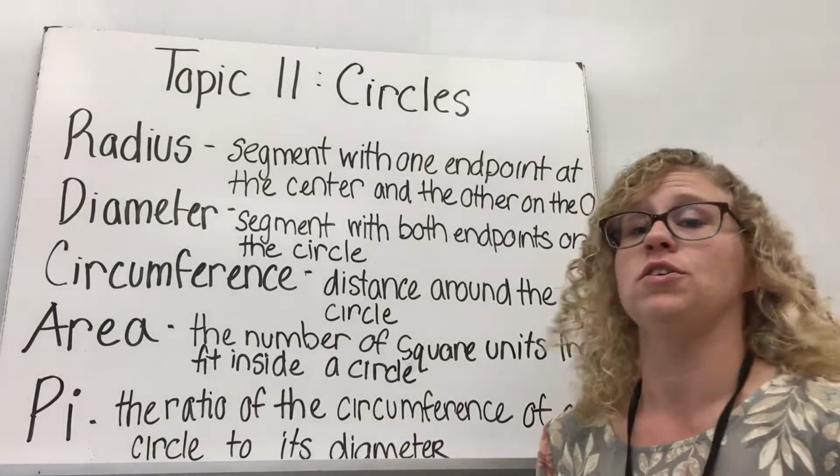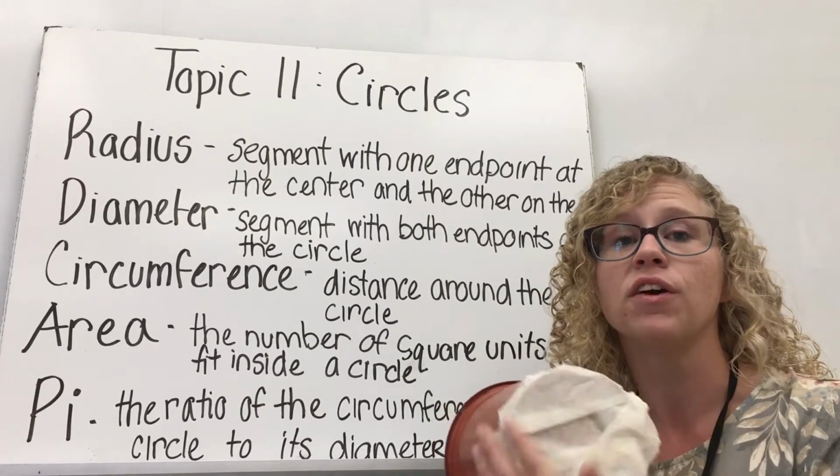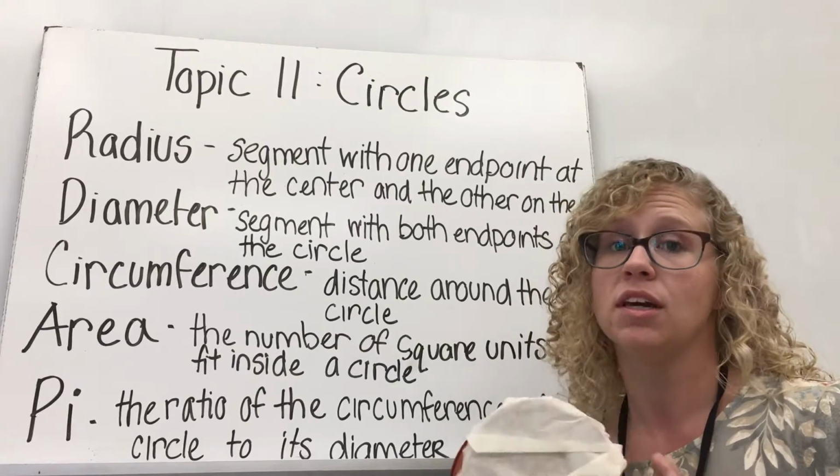Area is the number of square units that fit inside the circle. So all of this tape would represent the area of the circle of the bottom of this flower pot. Everything would be completely covered.